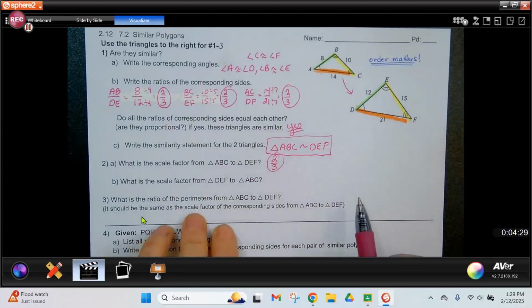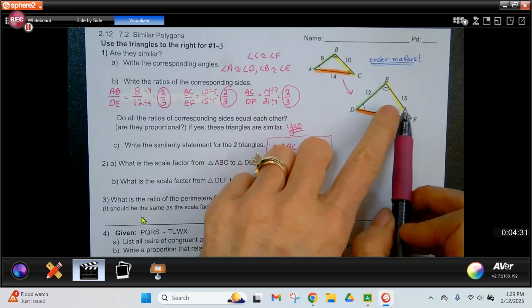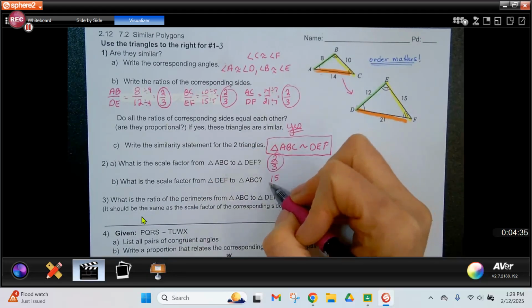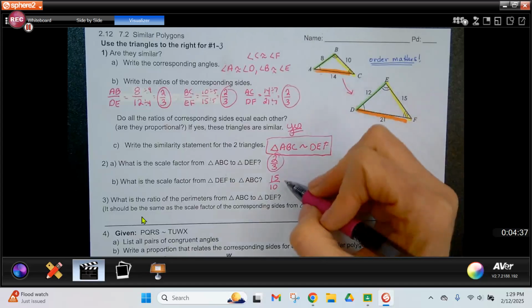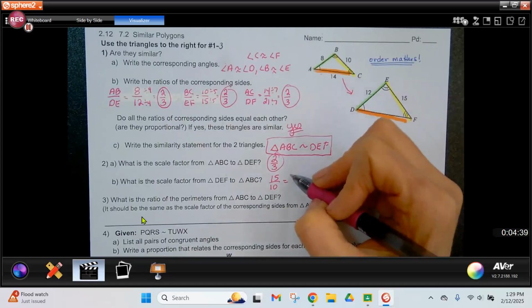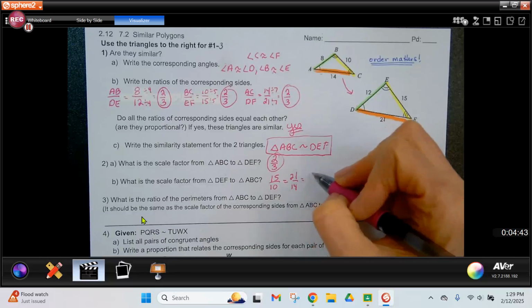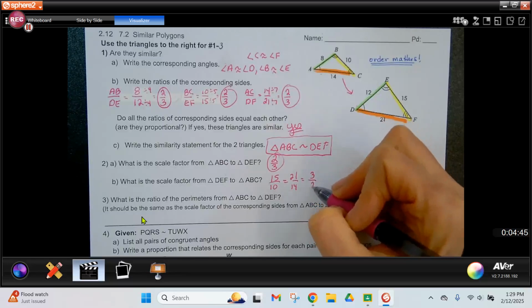Now if we're going to go in the other way, I can take any one of these pairs again. I could take 15 and 10. I'll do that one, 15 to 10. But I could have done 21 to 14. It's going to be the same. It doesn't matter, because they're going to simplify to 3 halves.